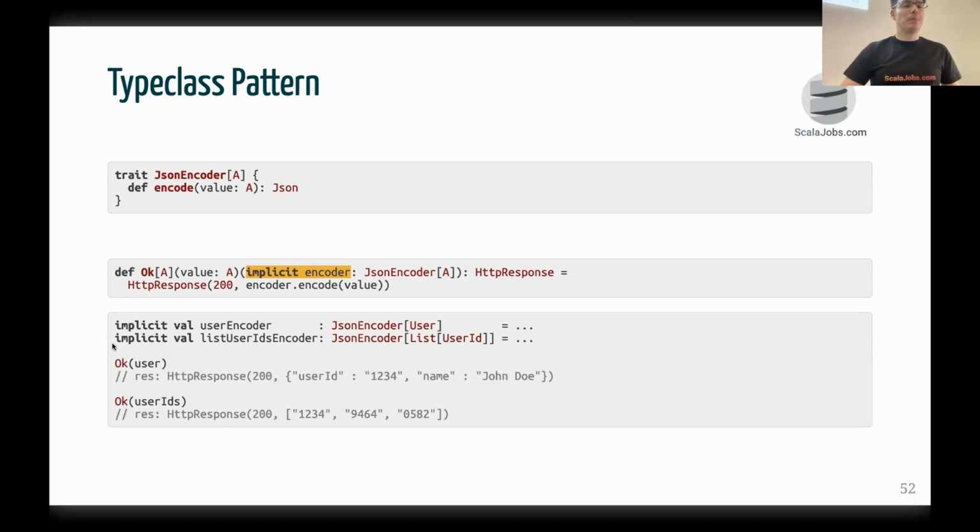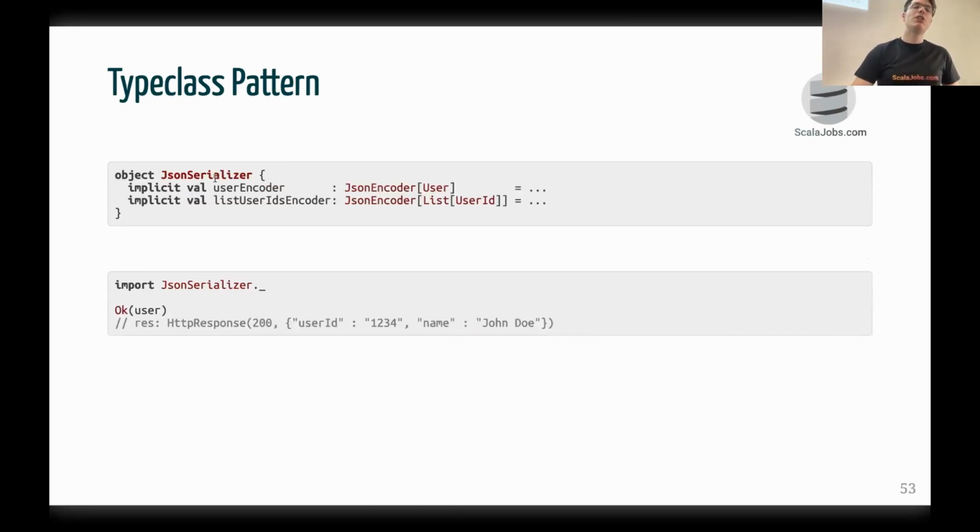So what could we do? Well, we could define a custom object where we put all our encoders and then import it in our HTTP route. It works. But it's annoying, because first you need to remember what the import is. I never remember such a thing. And you need to put all your encoders in the same file, which is also not great.